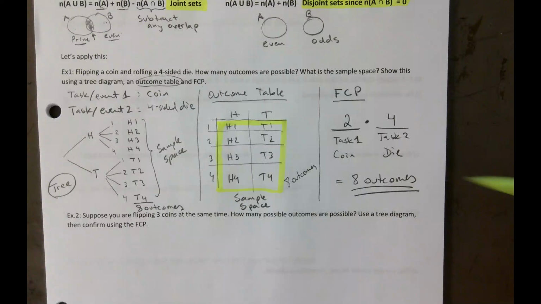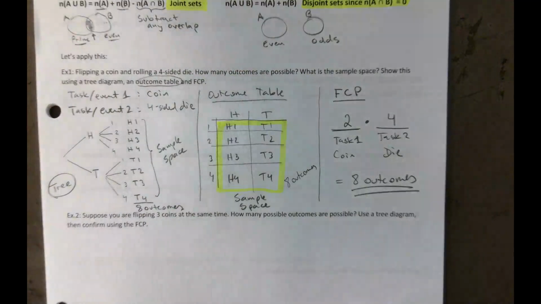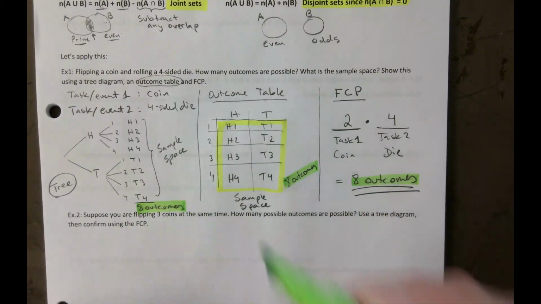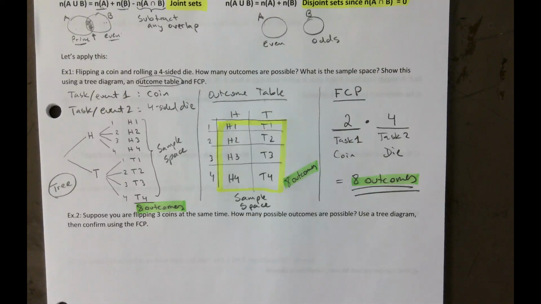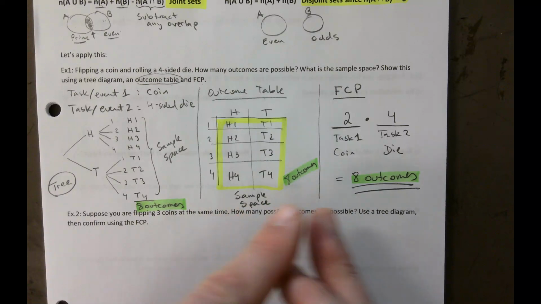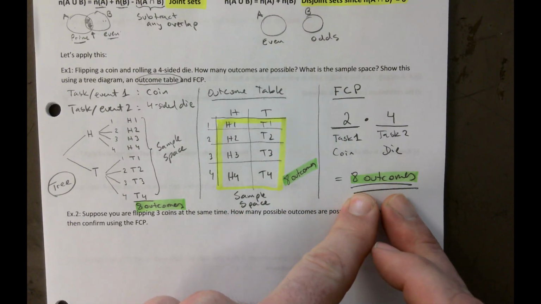What the fundamental counting principle is not good at is showing you all the possible outcomes. It just shows you how many in total. But all of them essentially conclude that there's 8. All of them showed us that there's an 8. That's the universal set, in a sense. So tree, outcome table, confirming what we've done using the fundamental counting principle.